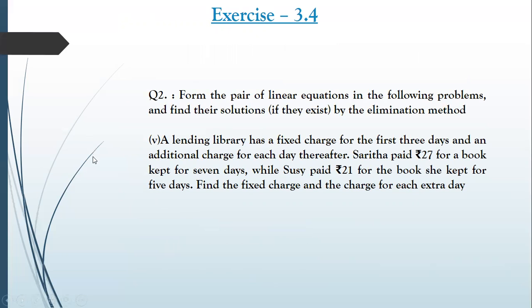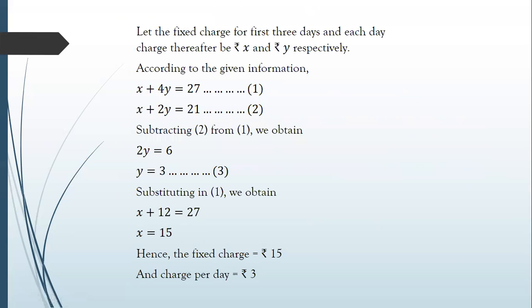The next one: a lending library has a fixed charge for the first 3 days and an additional charge for each day thereafter. Sarita paid 27 for a book kept for 7 days, while Susie paid 21 for the book she kept for 5 days. Find the fixed charge and the charge for each extra day. So if we take the fixed charge to be x and the charge thereafter to be y. So x plus 4y, because she kept it for 4 extra days, is 27. x plus 2y, because she kept it for 2 extra days, is 21. Subtracting, we get y is 3 and x is 15. So the fixed charge is 15 and the charge for each day is rupees 3.